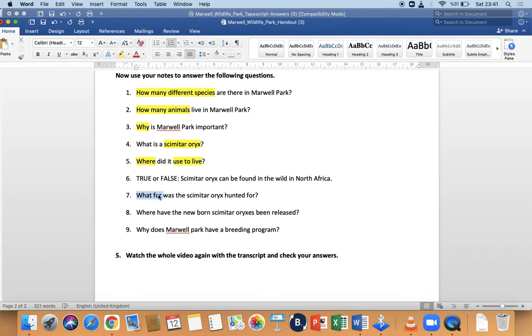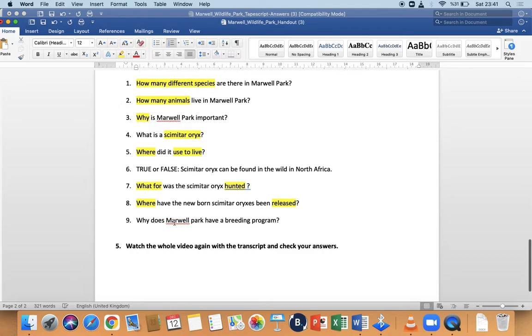Next question, what for was the scimitar oryx hunted? We have a mistake here. It should be hunted. Yeah. Where have the newborn scimitar oryxes been released? Okay, where? And next question, why does Marwell Park have a breeding program?